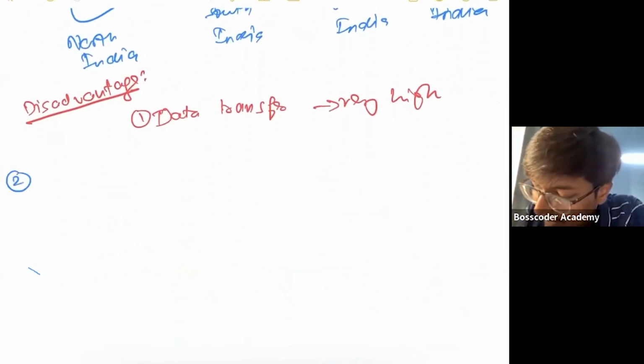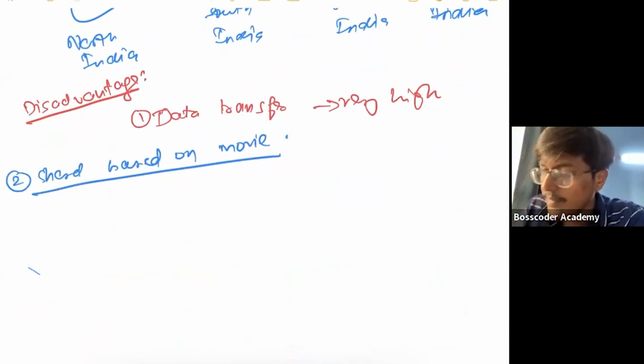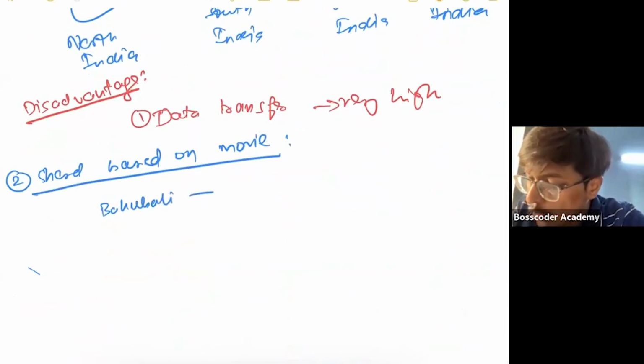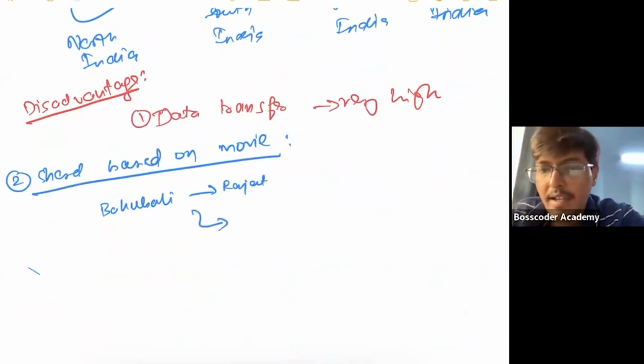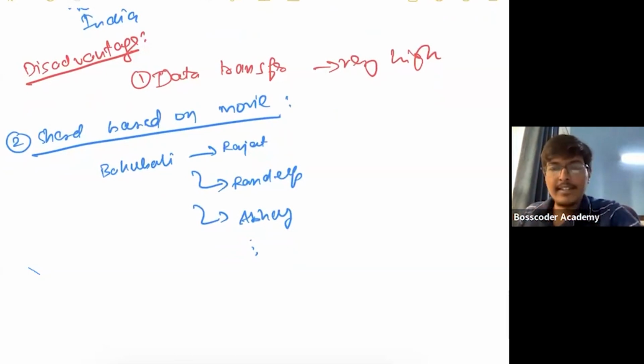Okay. Let's take the second approach of sharding. Shard based on movie. So the Bahubali movie will be watched by a lot of users. Rajat might also have watched it. Randeep might also have watched it. Abhay might also have watched it. Multiple users might have watched the Bahubali movie. Does this make sense? A quick yes.